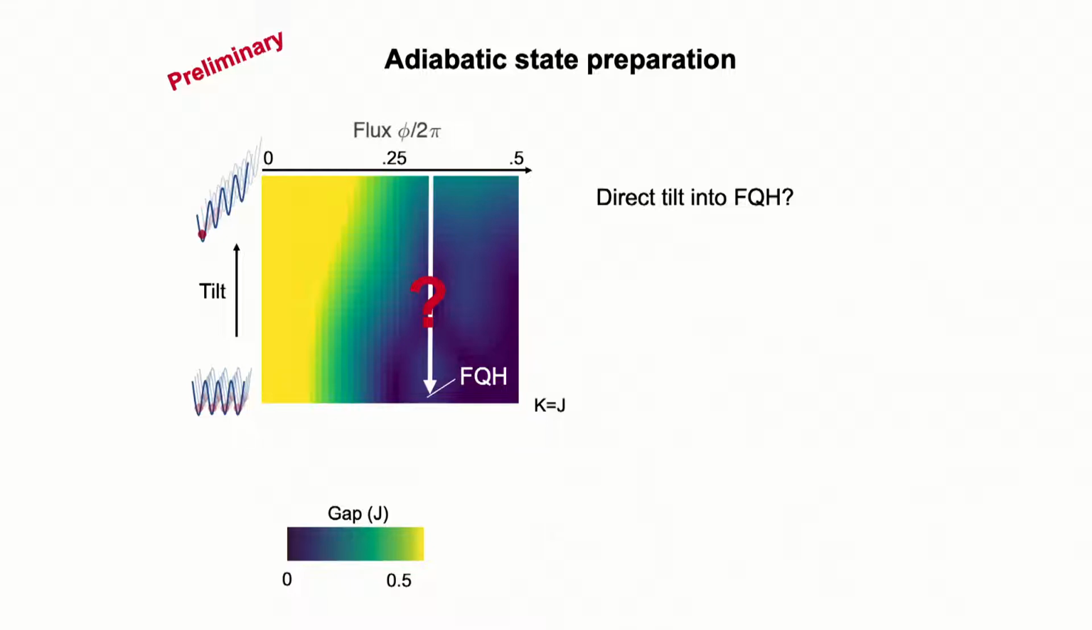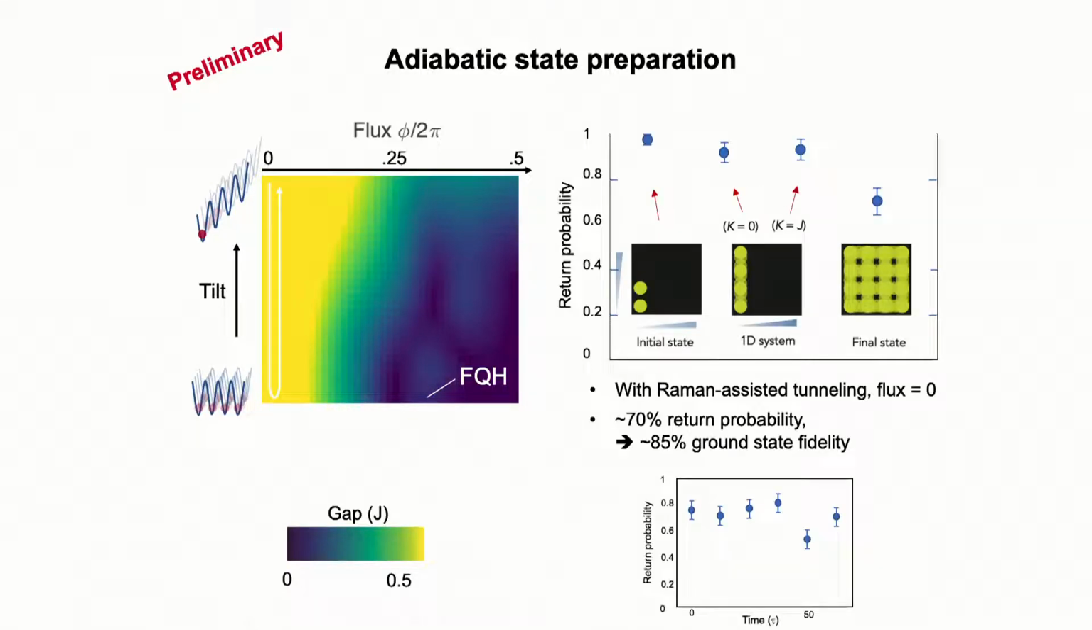Okay, I apologize for the color scale. They have to change that. So this plot shows the gap, and actually let me go back here real quick. You can see here is an island of finite size gap. This is where we expect the fractional quantum Hall state.